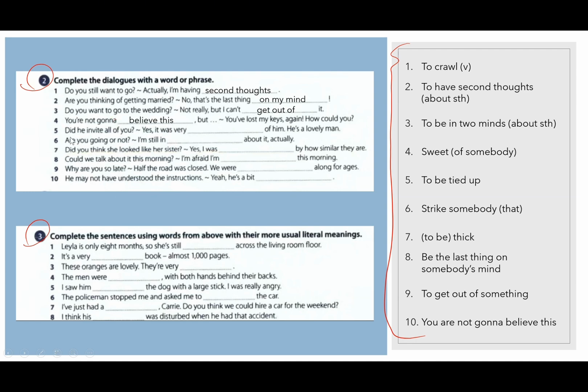All right, number 5. Did he invite all of you? Yes, it was very, what of him? He's a lovely man. It was very sweet of him. Number 6. Are you going or not? I'm still in, what about it? Actually, I'm still in two minds about it.